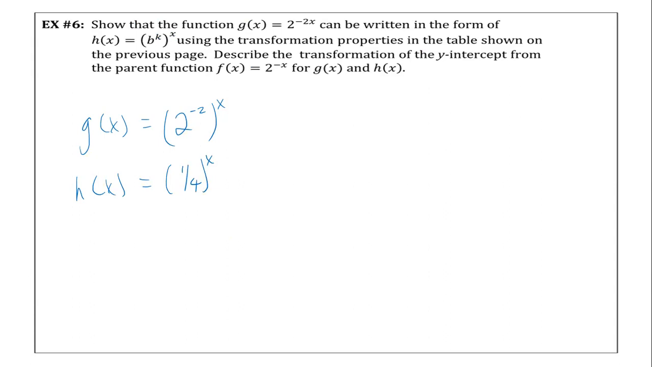Okay, and so it says describe the transformation of the y-intercept from the parent function 2 to the negative x. So when I'm looking here, is there going to be any change in my y-intercept? No. Why is that? There we go. So we would write our y-intercept on f of x, which is already at 0, 1, our parent function, this guy right here. F of x is 2 to the negative x is 0, 1. And it does not move.